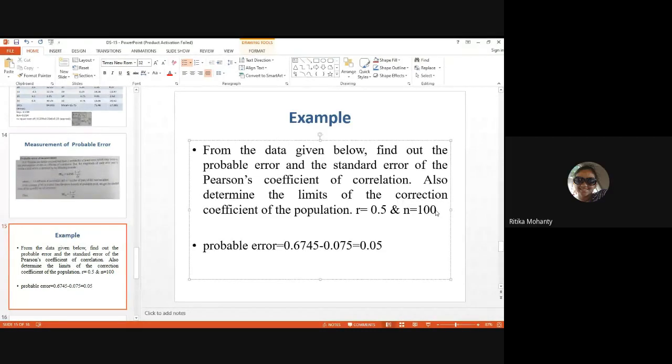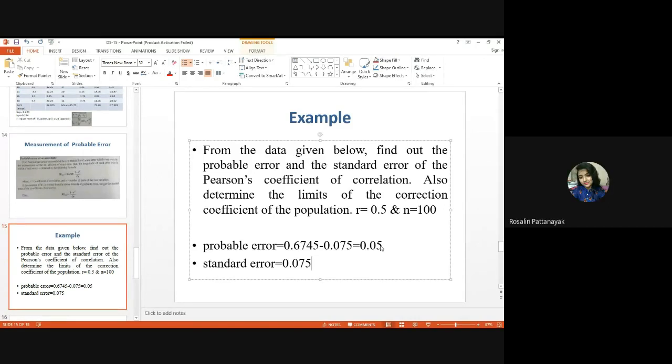Similarly, calculate the standard error. The answer is 0.075. Is it clear to all?